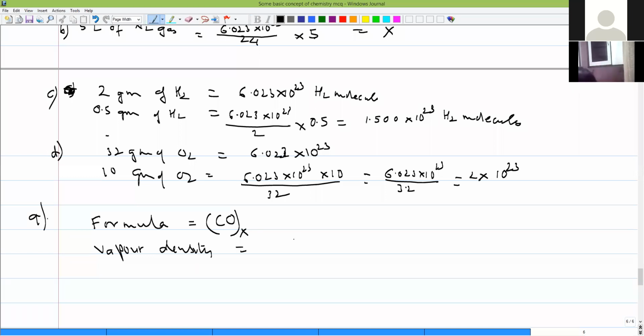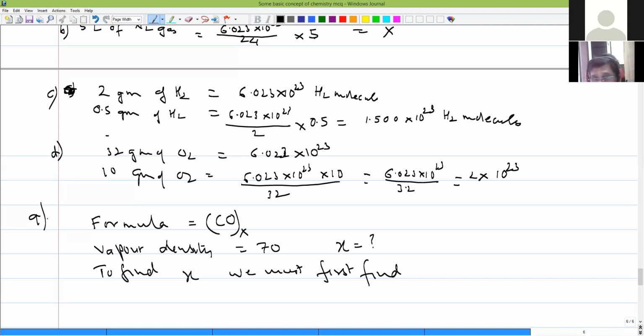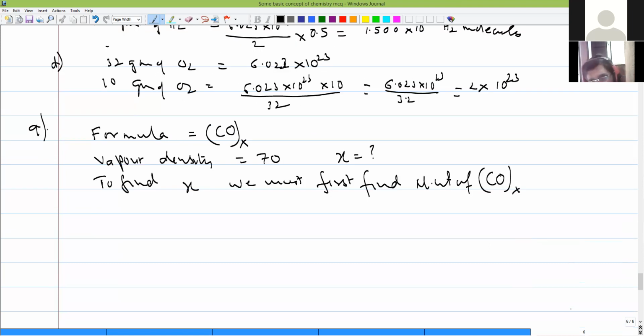Vapor density, how much is given? 70. You have to find the value of x. Now, to find out the formula of COX, you must know the molecular weight of COX. So first we will find the molecular weight of COX. And we can find the molecular weight because you have provided the vapor density.